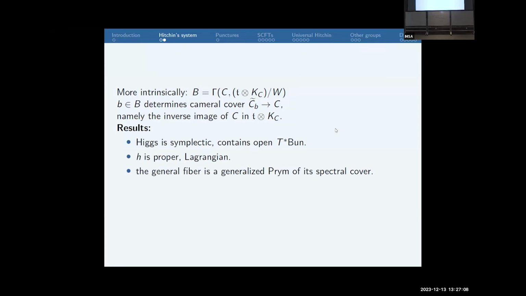so the key results are that the Higgs moduli space is symplectic, and it contains the cotangent bundle of the moduli of bundles with its natural symplectic structure. The Hitchin map H is proper and Lagrangian, and the fibers are maximal isotropic, and the general fiber is a generalized Prym variety, which means that in given situations it can be the Jacobian of the spectral curve or the Prym of it.